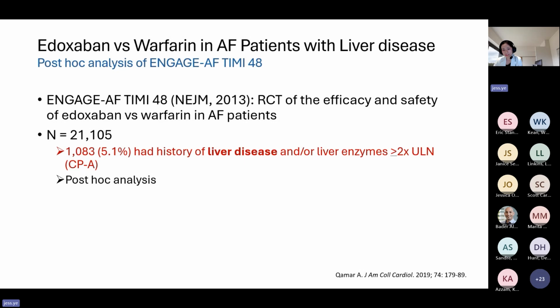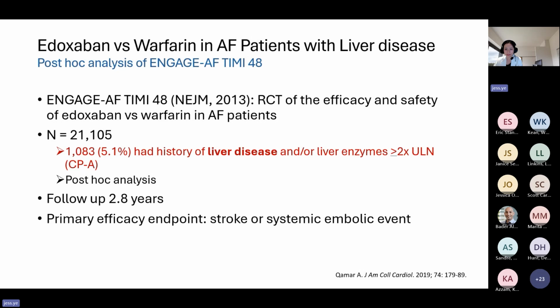The study didn't really specify the Child-Pugh score of this 5% of patients, but you can think of them as at most Child-Pugh A. The follow-up is 2.8 years. Primary efficacy endpoint is stroke or systemic embolic events, and the primary safety endpoint is major bleeding.